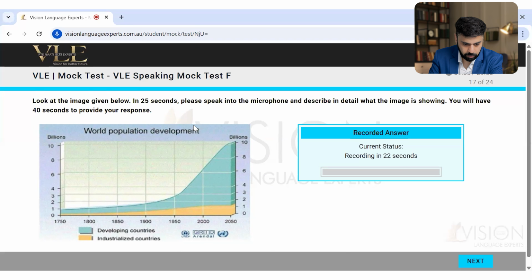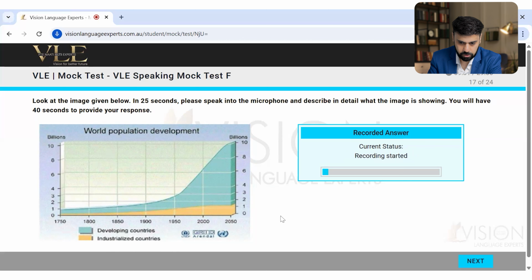World population development 1750 and 1800. 6 and 8 billion. Then the highest is going to be 10. So 2050 and 10 billion, and the lowest is going to be 1750 and 1 billion. Industrialized countries, developing countries, 8 and 6.